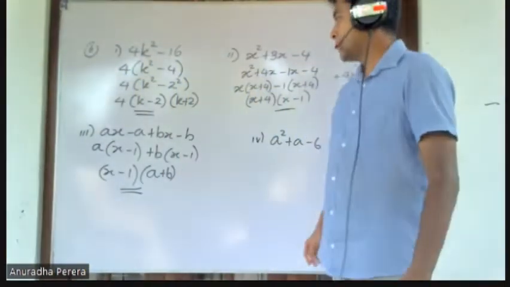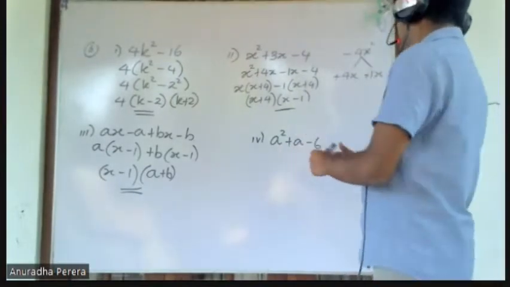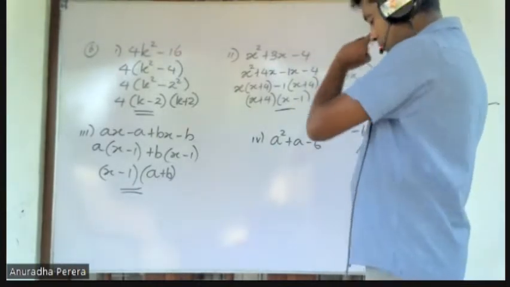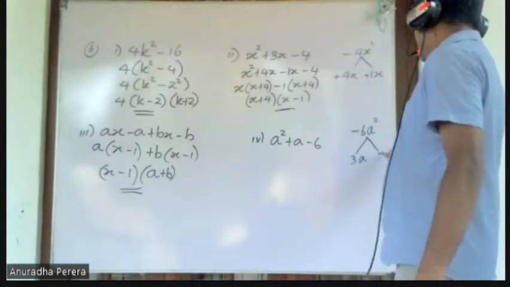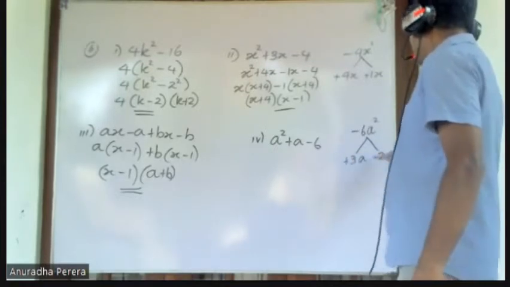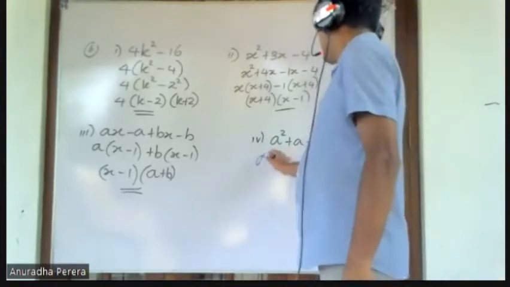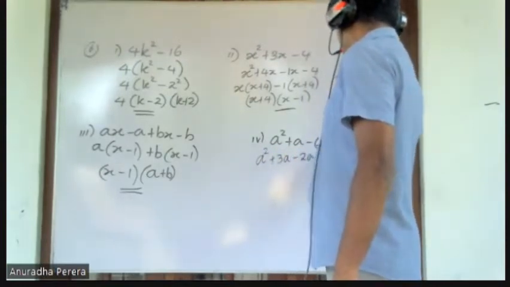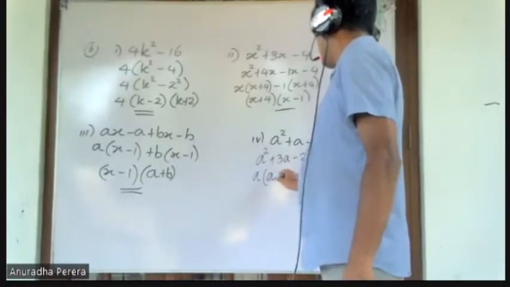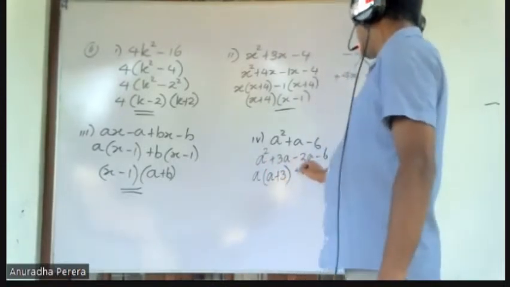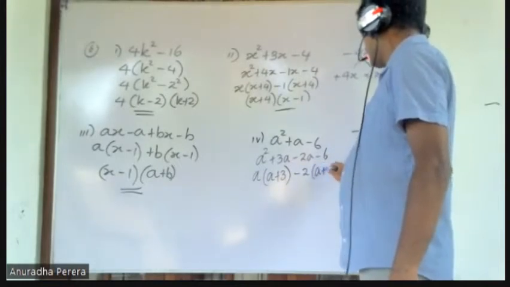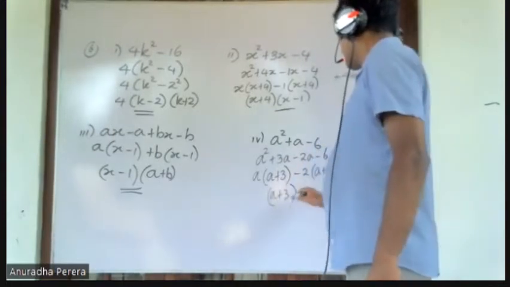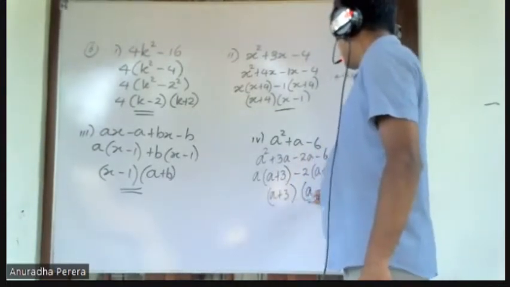Again, a quadratic expression. Take the product: minus 6a squared. The factors are 3a and 2a. The larger value is the positive one. Write these two for the middle term: plus 3a minus 2a minus 6. Consider the first two terms. a is a factor: a times a plus 3, minus 2 times a plus 3. a plus 3, a minus 2.